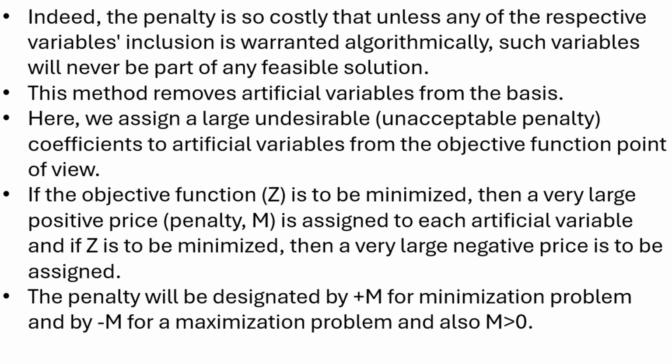Now, if the objective function is to be minimized, then a very large positive price penalty m is assigned such that the profit itself gets neutralized for each artificial variable, and if z is to be maximized, then a very large negative price is to be assigned. Now the penalty will be designated by plus m for minimization and by minus m for maximization, where m has to be, of course, greater than 0, and in fact it has to be very large in its magnitude.